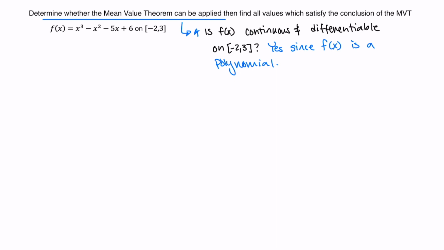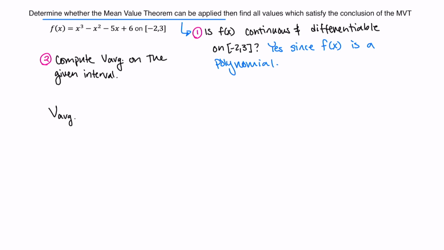Okay, so now that that's done, let's find the average rate of change on the interval. And to help, I'm going to start numbering this. This was step 1. We had to determine if we could apply the mean value theorem. Next, let's find the average rate of change. That is, let's compute the average rate of change, so the average on the given interval.